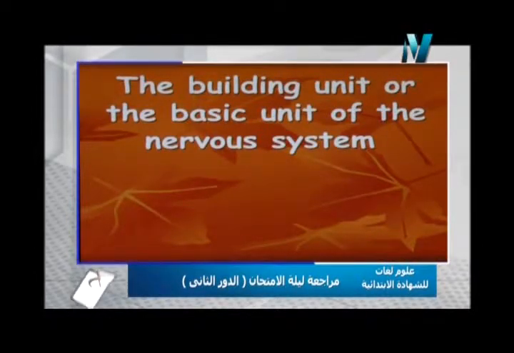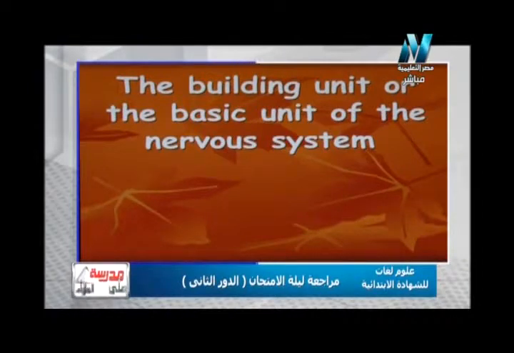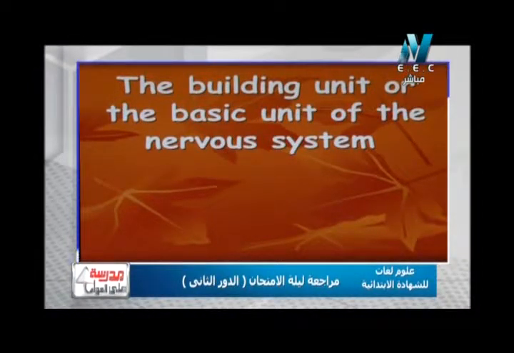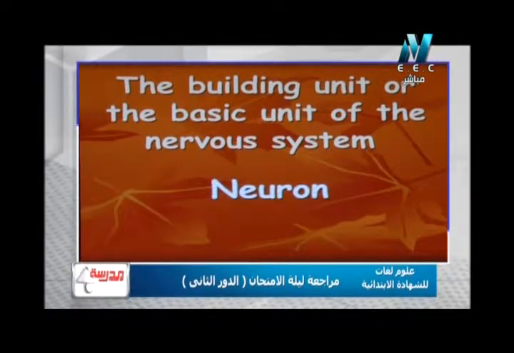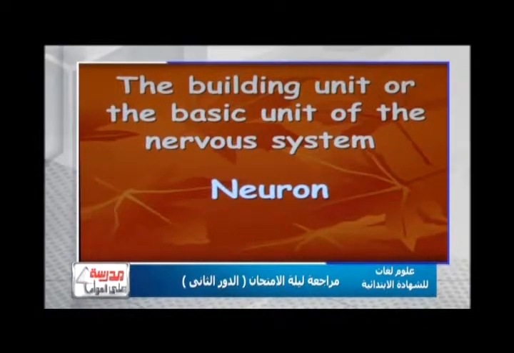The building unit or the basic unit of the nervous system, it will be the neuron, or the nerve cell. Here in this question I can write nerve cell. They are the same because we know the nerve cell is the neuron. Both have the same meaning and the same name. The nerve cell, the neuron, is also a nerve cell, and it is the building unit of the nervous system.